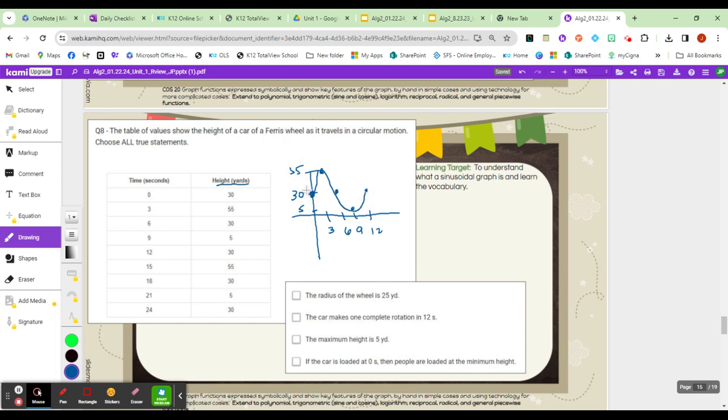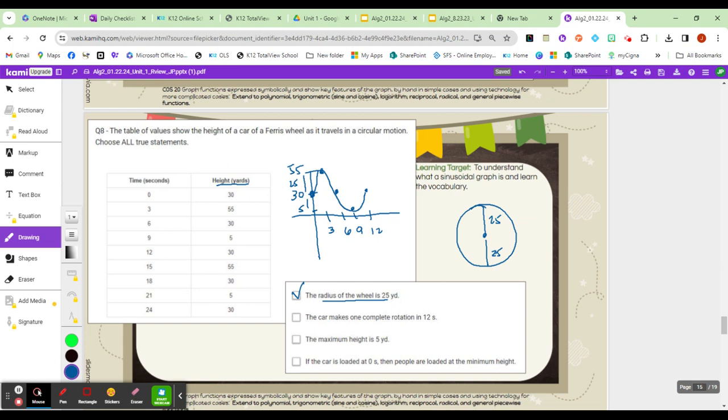The distance, so this distance is 25. This is 55. So we're going up 25, down 25. So our amplitude is 25. What that really means is that the radius of the Ferris wheel, so up and down, if we think about a Ferris wheel and how far it goes up, 25 feet and then it goes down 25 feet. So that would represent the radius if you look at it as a circle. So I would check the radius of the wheel is 25 yards.